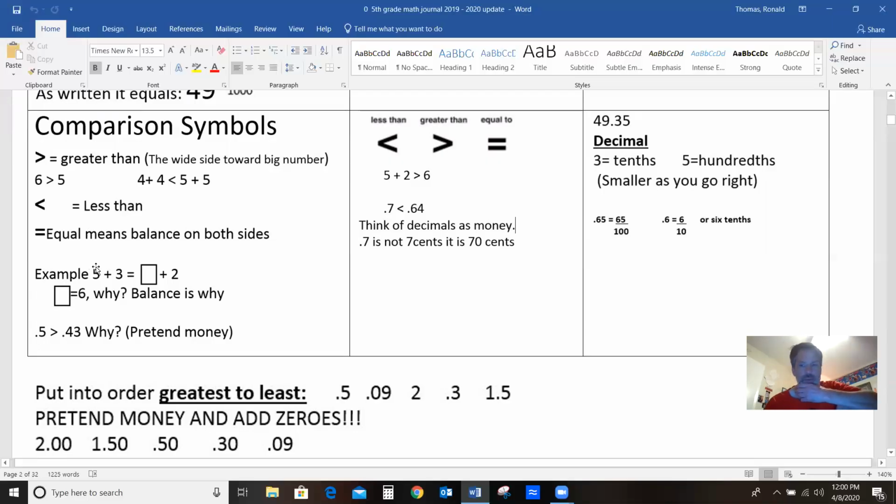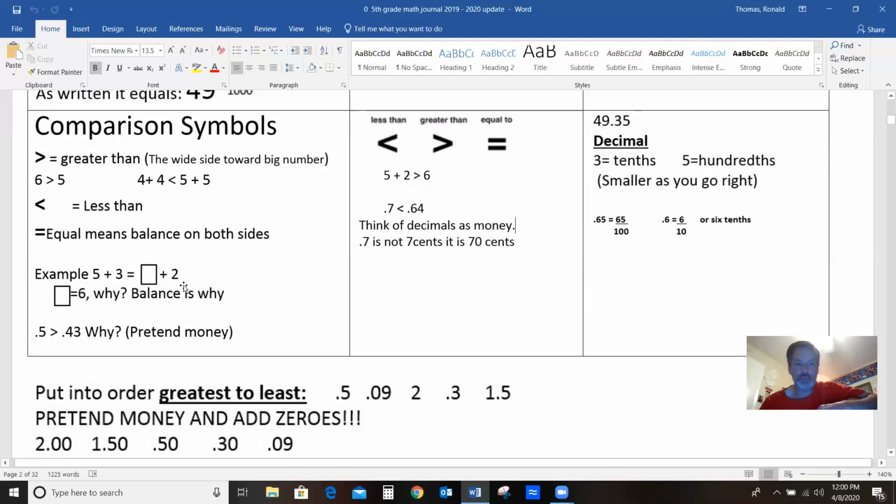When I was a math specialist, this was a problem a lot of kids missed. They would say 5 plus 3 equals blank plus 2. You know what they'd put there? What would you put there? Pause the video. Did you put an 8? You would be wrong. Remember, they don't understand what equals means. It means balance. It means to be the same on both sides.